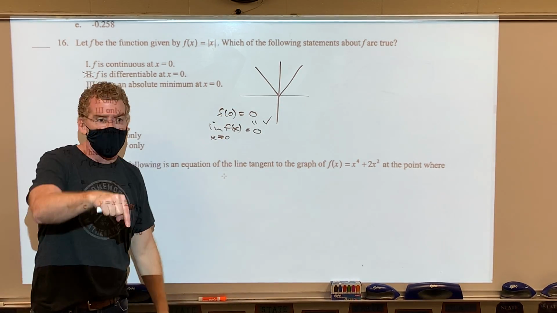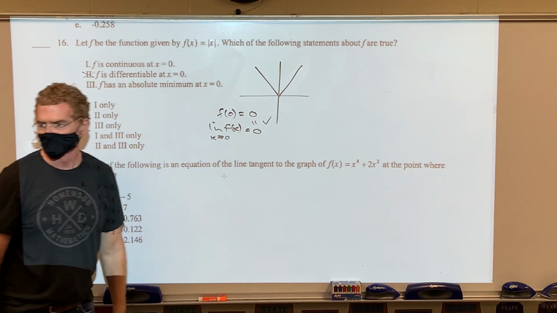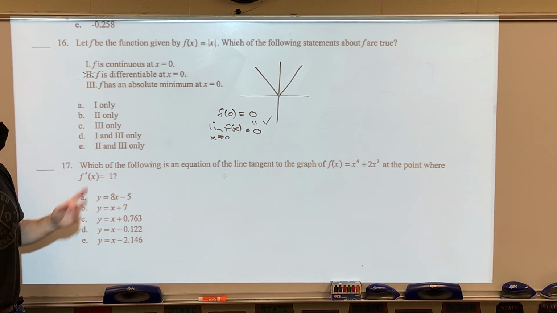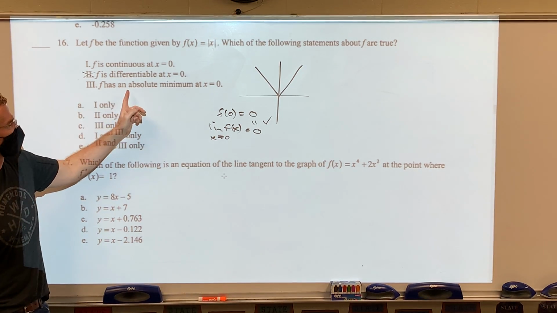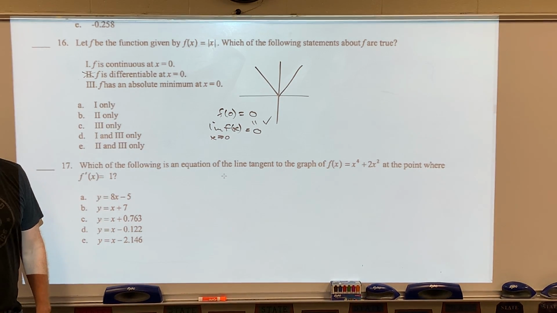0, because it's the y value of the point. But we'll talk about the difference. Does it have a, well, again, we'll get into that in this next chapter. Does it have a relative min at 0? Yes.